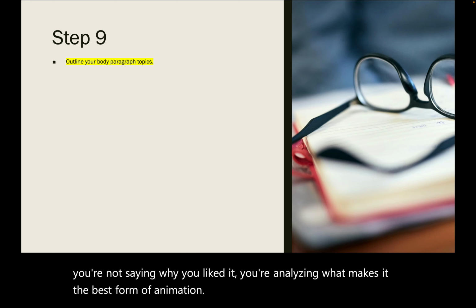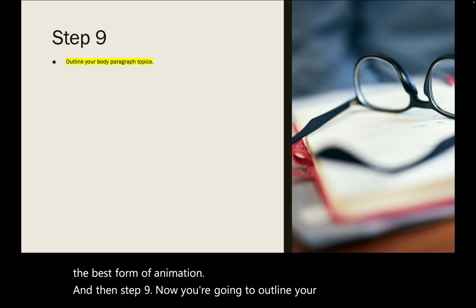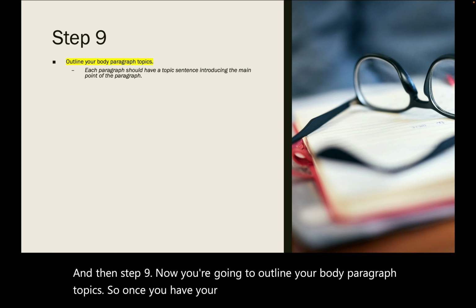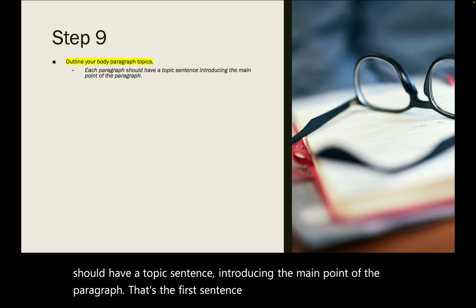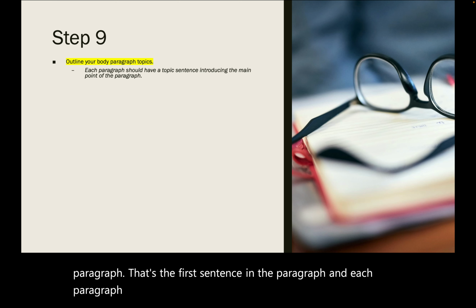And then step 9, now you're going to outline your body paragraph topics. So once you have your introduction, now each paragraph should have a topic sentence introducing the main point of the paragraph. That's the first sentence in the paragraph. And each paragraph should only be about one topic.